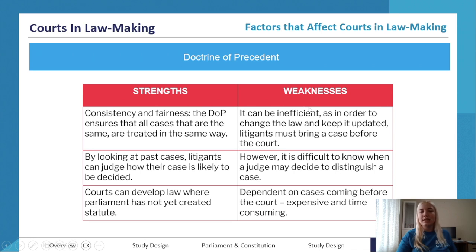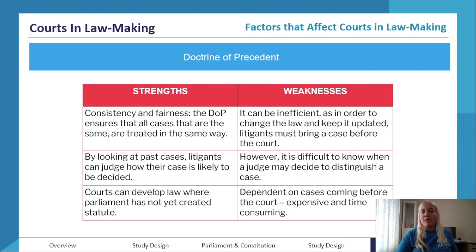Now, some of the weaknesses. It can be inefficient because in order to change the law and keep it updated, the litigants must bring a case before the court. So there is the requirement for standing. Only someone that is directly affected by a law can initiate a case with regards to that law. Additional weaknesses are the requirements for costs and time, obviously. Not everyone has the time or the money to initiate and pursue cases through the courts. Depending on cases coming before the court, it is expensive and time consuming. So exactly what we talked about.